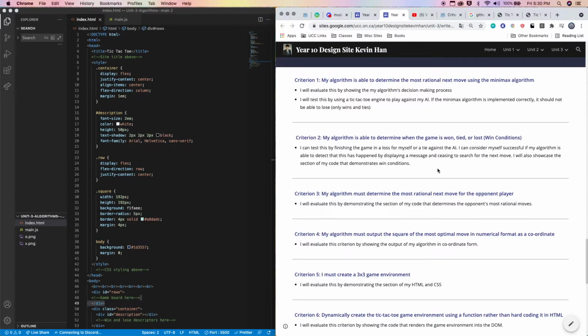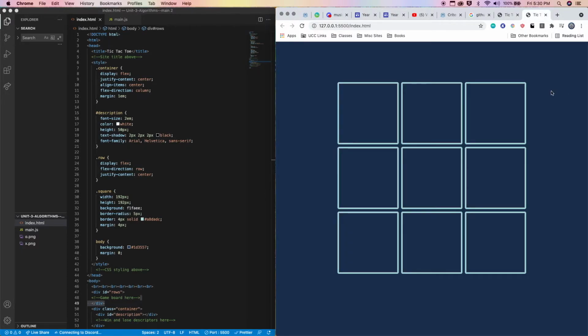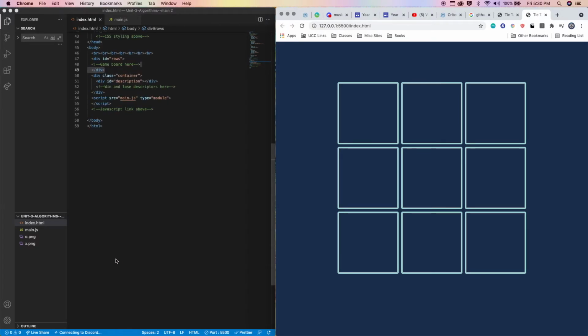But the second reason is because it allows me to test out the code that I have written, as seen before. So here on the live server, you can see that this game environment is indeed here, and you see my HTML and CSS here. So this is also functional, as I will demonstrate in the sixth criterion later.